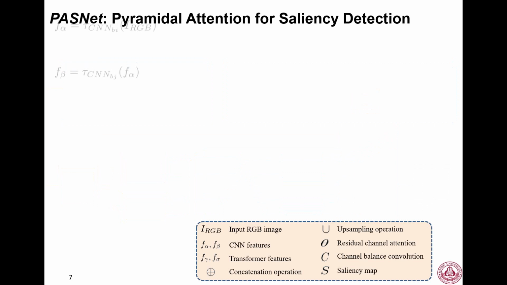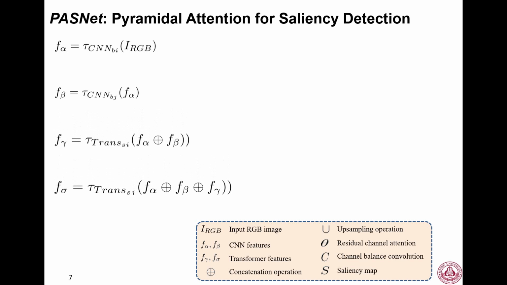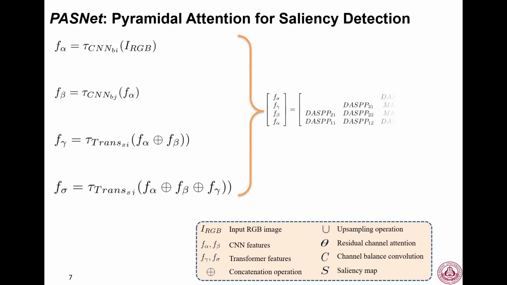The encoder produces alpha, beta, gamma, and sigma. Alpha and beta are CNN features acquired from intermediate layers of the backbone model. Gamma and sigma are transformer features from the sequence of fused alpha, beta, and gamma. These features are input to the proposed pyramidal block that is composed of several multi-scale dense atrous spatial pyramid pooling and multi-headed self-attention modules.